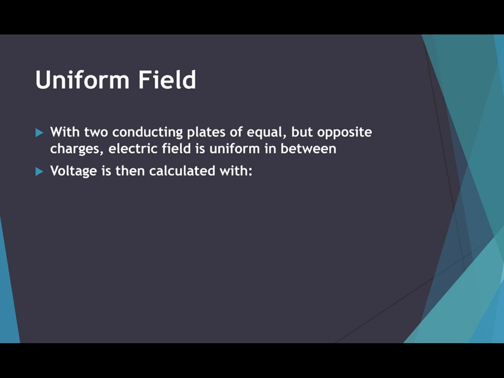Okay, now when you have two parallel plates that are conducting with equal but opposite charges, then you have a uniform electric field being established between them. So the field doesn't diminish as you travel from one plate to the other. It's the same constant field. But keep in mind there's no field outside the plates. It's only between them. So the field goes from positive to negative.